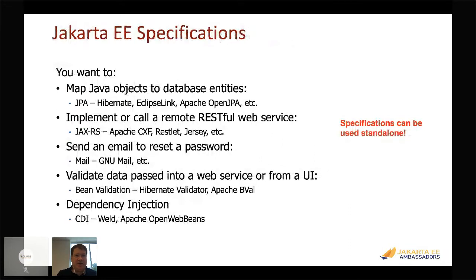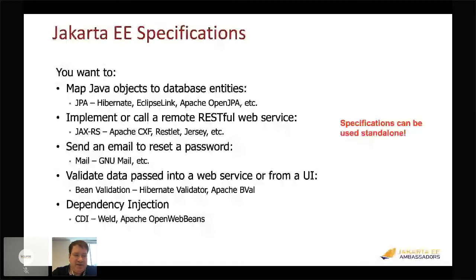So with Jakarta EE specifications, if you want to map Java objects to a relational database, you're going to use something like JPA, of which you have Hibernate, EclipseLink, and Apache OpenJPA. If you are implementing RESTful service calls, you're going to use JAX-RS to implement the service, of which you're going to use Apache CXF, RESTlet, Jersey, etc. And these are all implementations of Jakarta EE, and they have additional features beyond what the specifications provide. So the specifications define the required features, and then the implementations can add additional features and have different performance characteristics, allowing you to pick whichever one you'd like based upon cost and feature set.